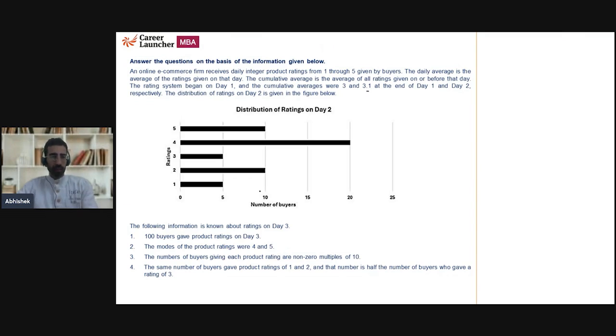And distribution of ratings are given here. So day 2 you can calculate easily. Yeah, day 2 you can calculate easily. We'll only do this if the questions demand. So let's have a look at the questions first.